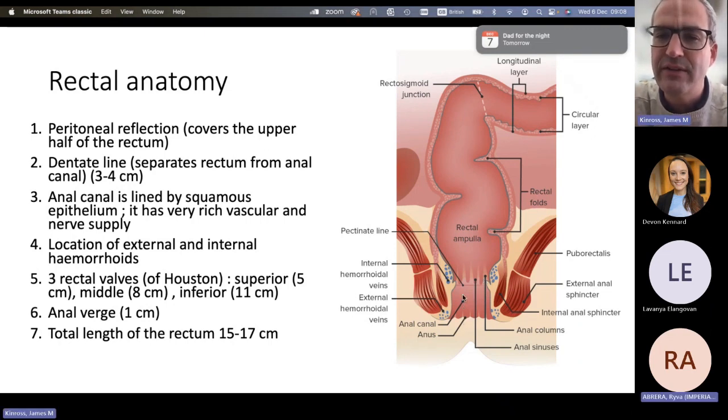Once you get through the anal canal and hit the dentate line, you get into the rectum proper, and there you'll see three folds called haustral folds, or valves of Houston. I say Houston as if I was from Texas. They're usually at around 5, 8, and 11 centimeters. These are really important to identify when you're doing your luminal examination, not least because you've got to navigate around them. You've got to wiggle around them.